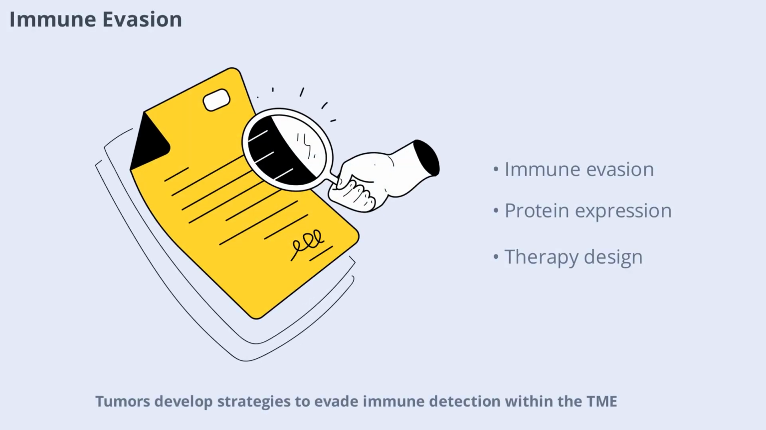Tumors develop strategies to evade immune detection within the TME. They may express proteins that inhibit immune cell activity or recruit cells that suppress immune responses. This immune evasion allows cancer cells to survive and proliferate. Understanding these mechanisms is key to designing therapies that restore immune surveillance.